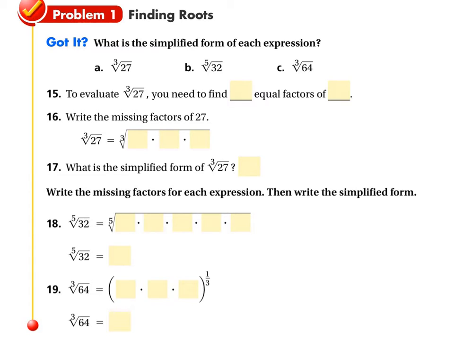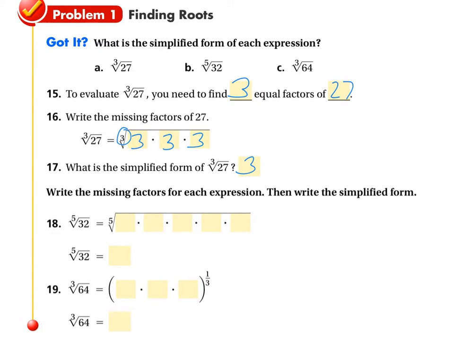Let's see how well we understand this. To evaluate the cube root of 27, you need to find 3 equal factors of 27. So what times itself again equals 27? So 27 is 3 times 3 times 3. So the cube root of that is one of those. So the simplified form of the cube root of 27 is 3.